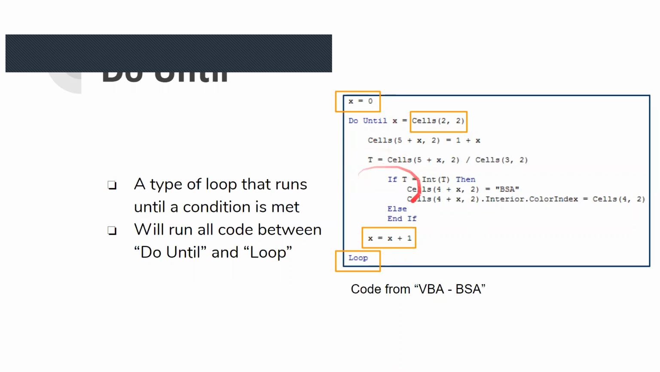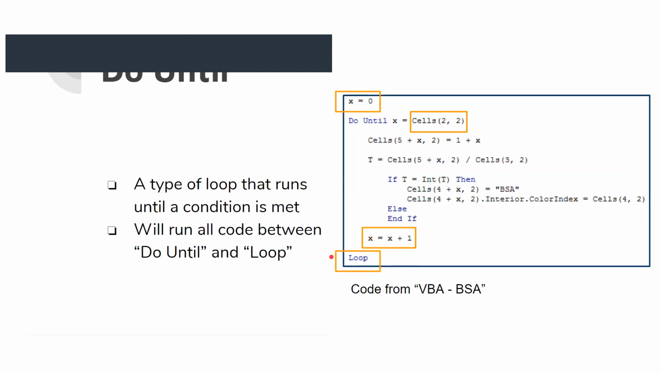So do until x equals 5, currently x equals 0. It'll run through this whole program right here and get down to here, where it says x equals x plus 1, which is, well, x equals 0 plus 1. So now x equals 1.